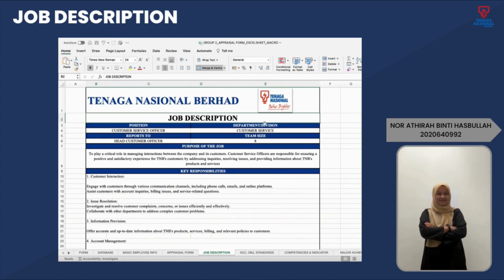So this is the job description. This sheet outlines the job description for the position of customer service officer. Here, there are columns where we specify the position, the department, the reporting structure, and the team size. We also elaborate the purpose of the position here.